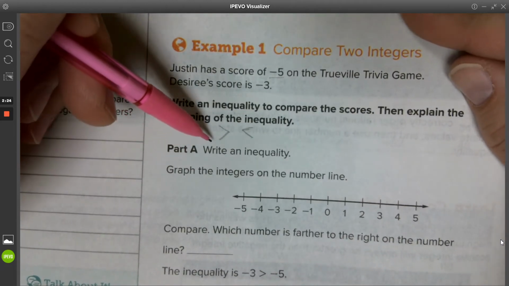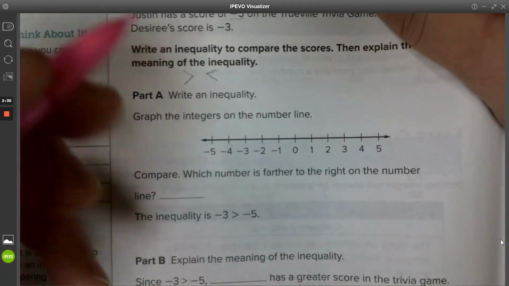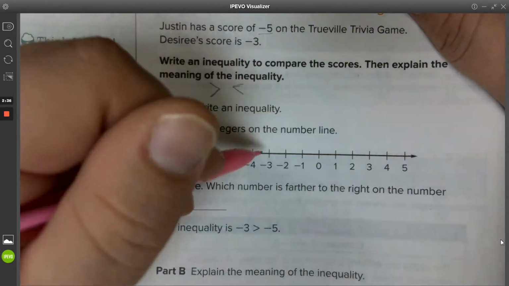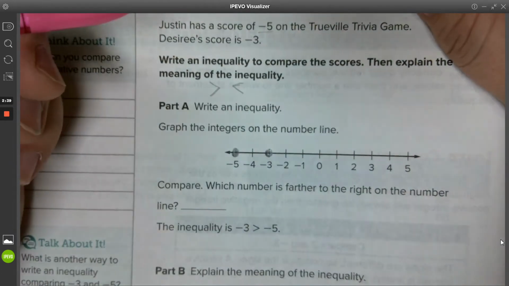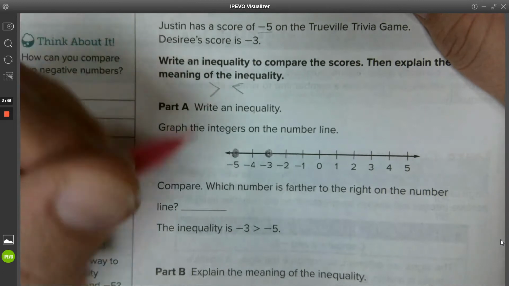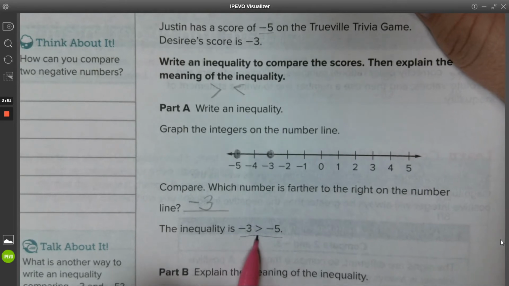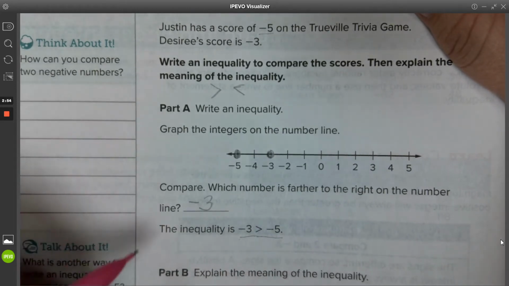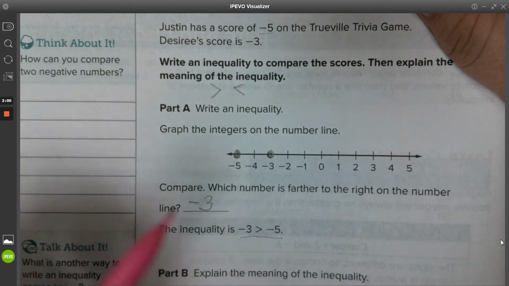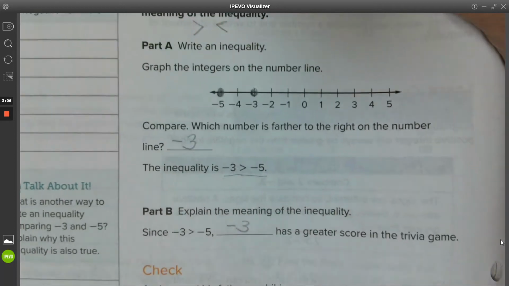So now, to write our inequality, if you're not certain, because they are both negative numbers, we can graph them on the number line. So Justin's score was a -5, so I put a dot at -5. Desiree's score is a -3. I'll put a dot at -3. And then we ask ourselves, which number is farther to the right on the number line? In this case, it would be the -3. So our inequality that we would write would be -3 is greater than -5. Now, we're explaining the meaning. Since -3 is greater than -5, which value has a greater score? We would say -3 has a greater value.